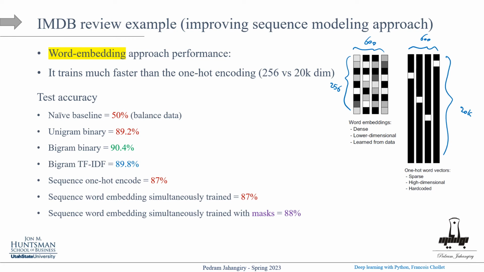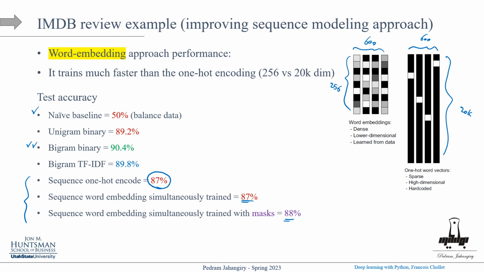The naive baseline was 50%. This is our best performance, Bigram binary. And now with the sequence modeling approaches, one-hot encoding can get us 87% accuracy in the test set. For word embedding, we actually did two models. Again, don't worry, I'm going to cover these in the Python sections. One was using masks, the other with no mask. Either way, it didn't improve that much. We get to 87% and 88%.